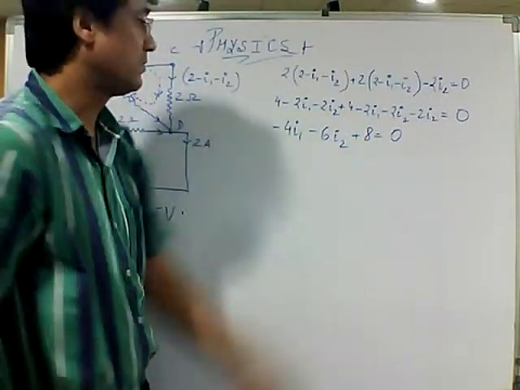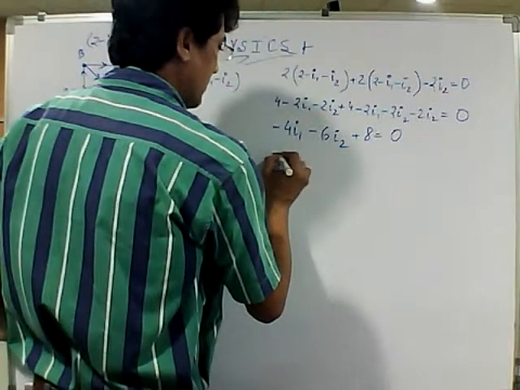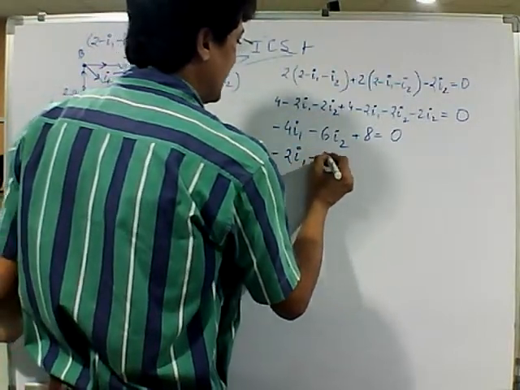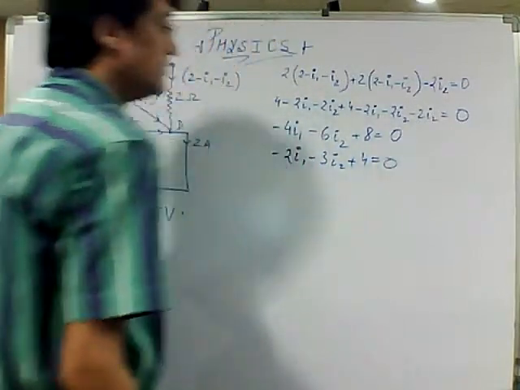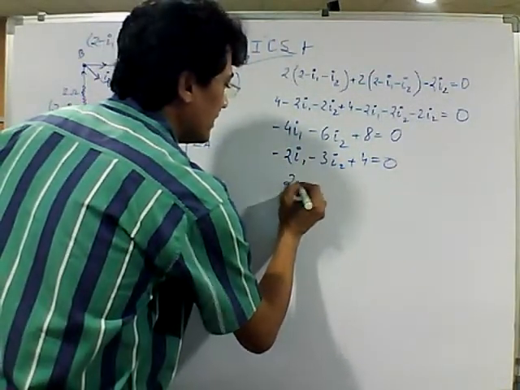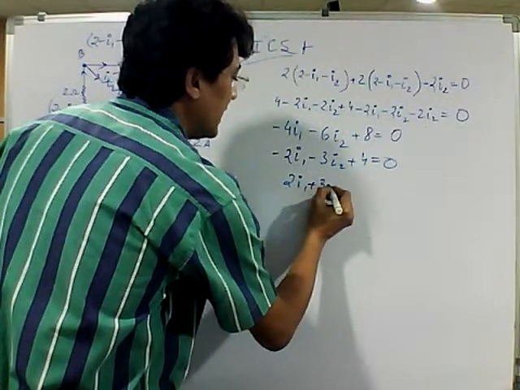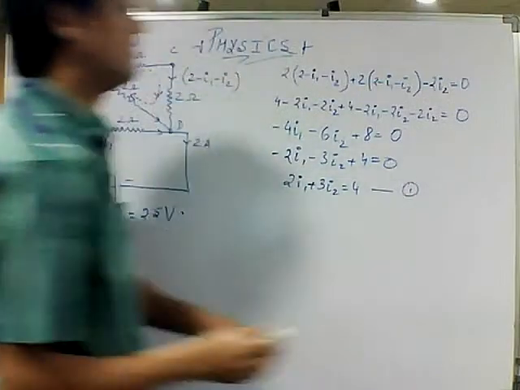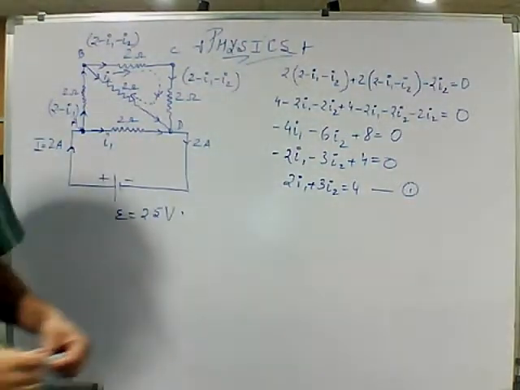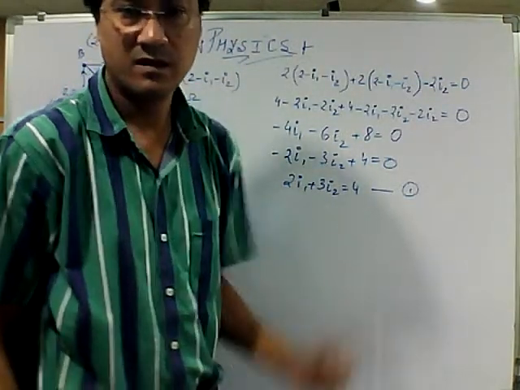I can simplify this expression as minus 2I1 minus 3I2 plus 4 is equal to 0. Or I can say 2I1 plus 3I2 is equal to 4. This is equation number 1 for loop number 1: 2I1 plus 3I2 is equal to 4.